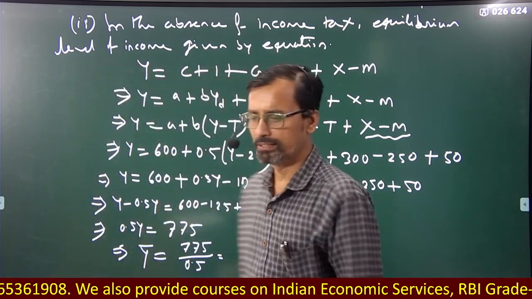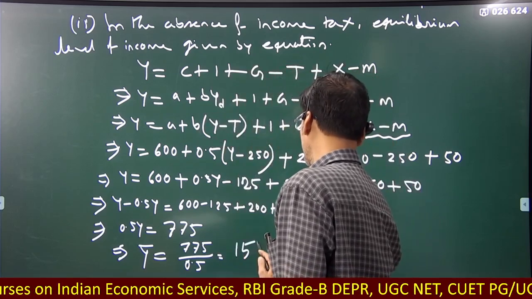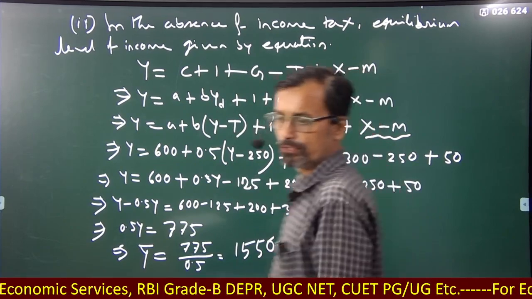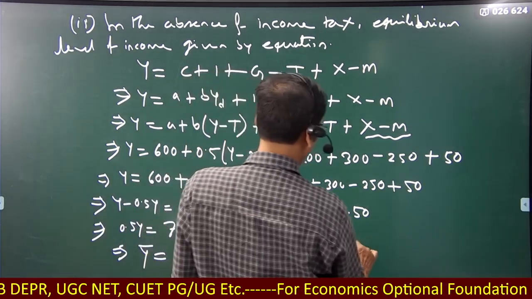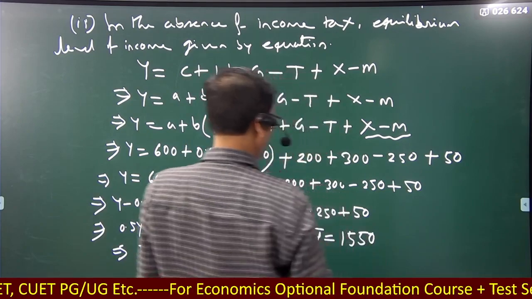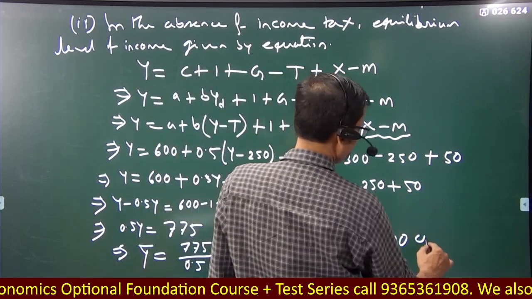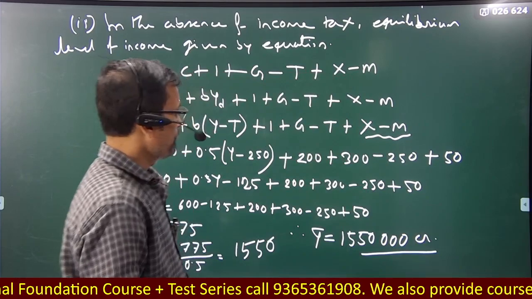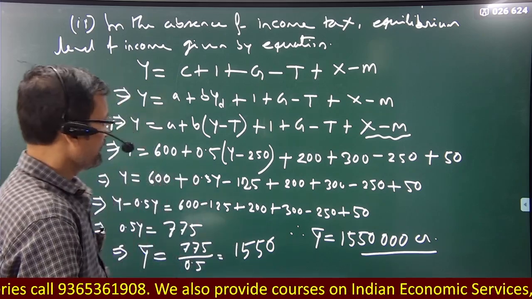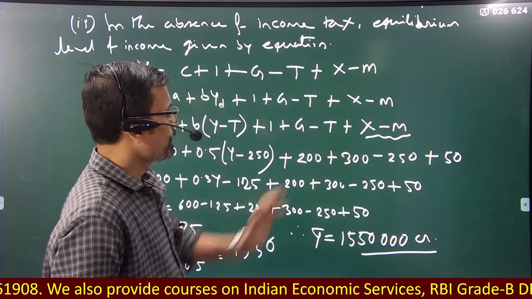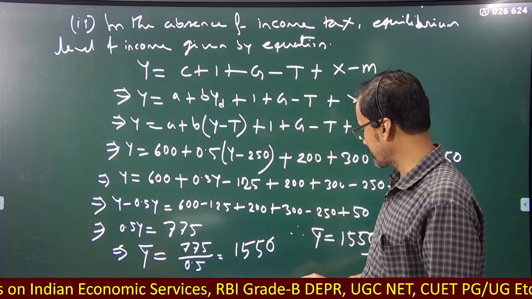It will result in 1550, but we have to add the last 30 crore rupees. So 15,50,000 crore. This is the equilibrium level of income without considering the income tax, without considering the tax.